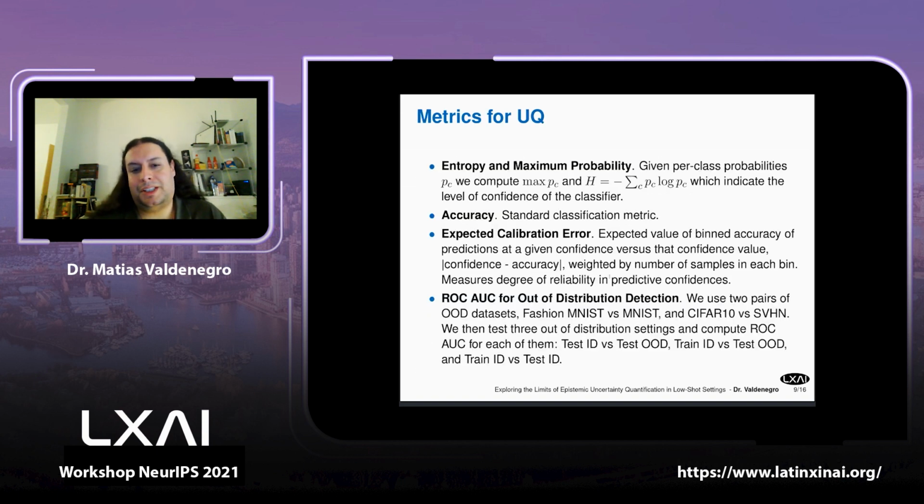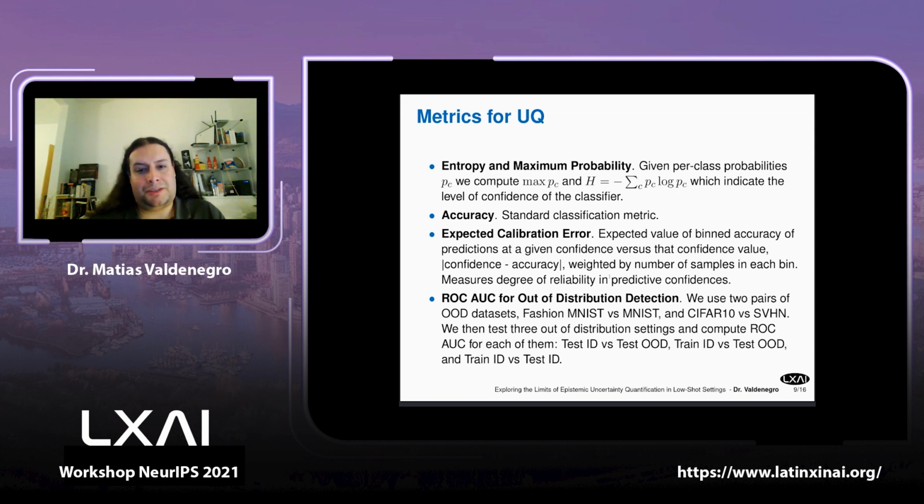For metrics, we evaluate mostly entropy and maximum probability. This gives you the confidence of the model, because the maximum probability is usually the one used for the predicted class, and the entropy considers all the predicted probabilities. We also look at accuracy, and accuracy, of course, will degrade with fewer samples.